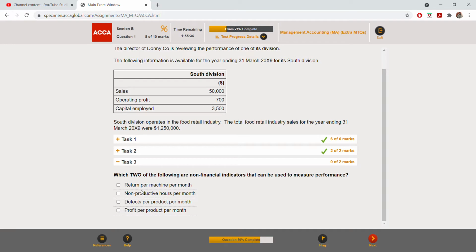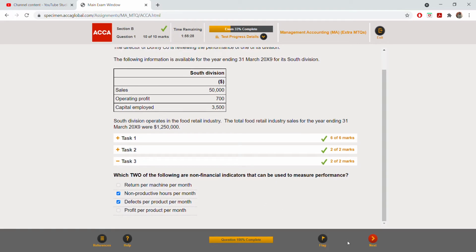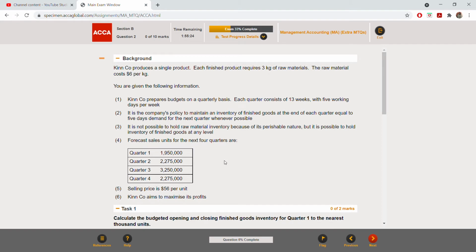So return per machine is something which is financial. Okay, non-productive hours, defects also. Profit is also a financial measure. Okay. Now we are going to the next. This is question 2.